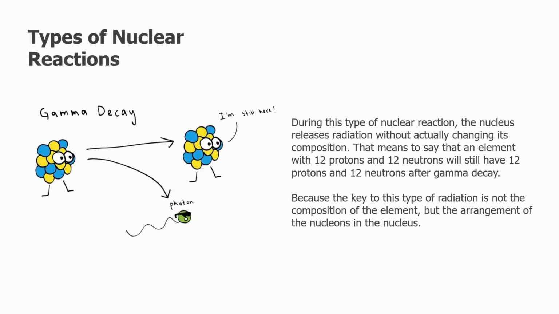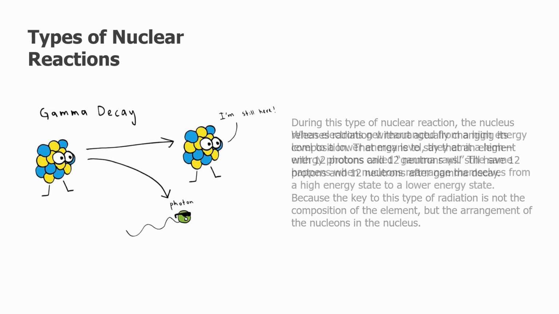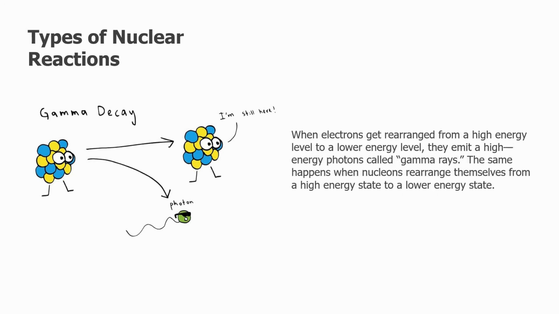The last type of nuclear reaction to be discussed in this video is going to be gamma decay. So during this type of nuclear reaction, the nucleus releases radiation without actually changing its composition. Ang nangyari lang dito is kung halimbawa merong element na may 12 na protons, 12 na neutrons, ganun pa rin naman after gamma decay. Okay, so ang concern kasi dito is not really the number of each of these subatomic particles. Ang concern niya dito is yung arrangement ng mga nucleons sa nucleus. Yung pagkaka-arrange ng proton at saka ng neutron sa nucleus, yun yung pinaka-major na concern dito.